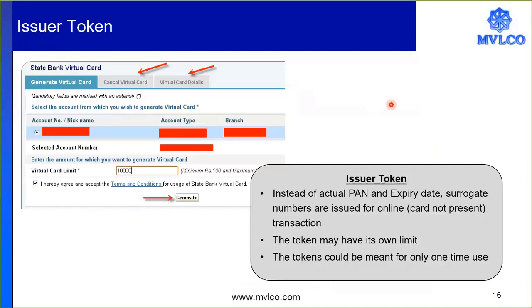So as far as issuer token is concerned, I would say that actual PAN expiry date, I would again replace them with surrogate numbers. The token itself may have a further limit, as you can see here, that while I have a card level limit, the physical card level limit, I can have multiple sub limits or multiple usage limits at the virtual card level itself. I may define whether it's one-time use, it is for multi-use, what would be the value of transaction that can be carried out by such a virtual card, and so on. So these are the added limits which I can have over and above my regular card. So this I would call it as a issuer token.